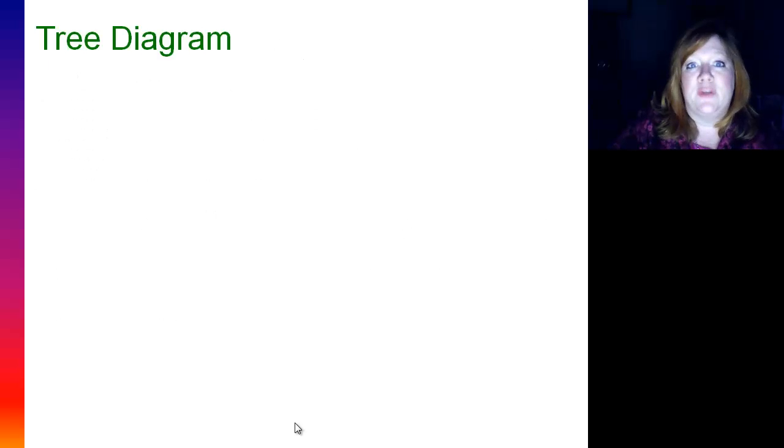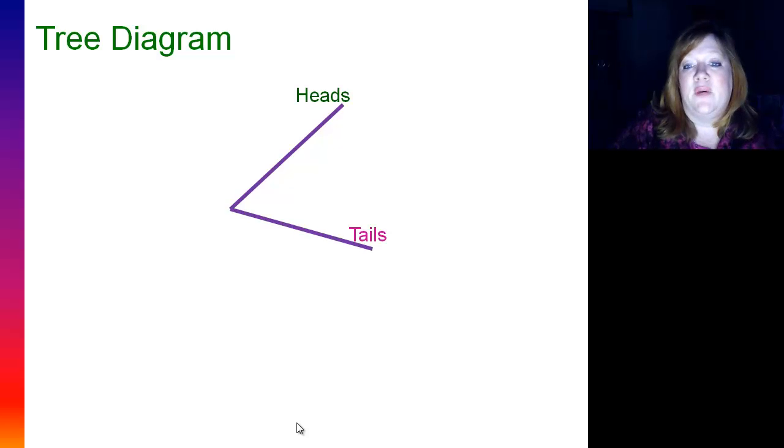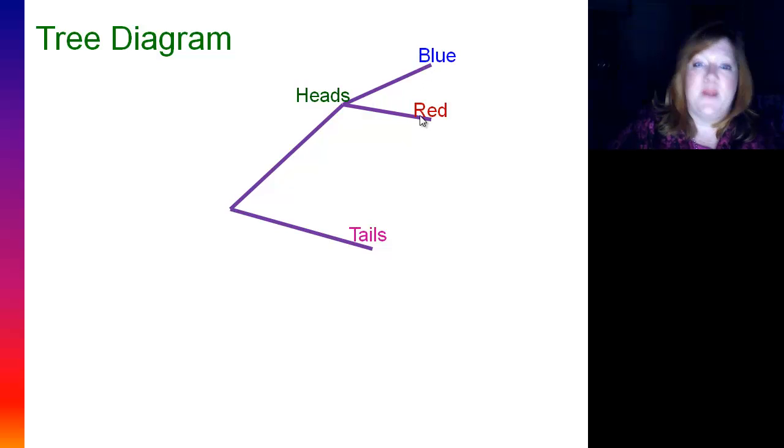So if I'm doing a tree diagram, remember I have 2 boxes, box 1 and box 2, that correlate to heads and tails. So I'm going to start out my tree diagram. When I flip the coin, I could either get a heads or a tails. If I get a heads, I'm going to pick from box 1. And so there's blue balls and red balls in there.